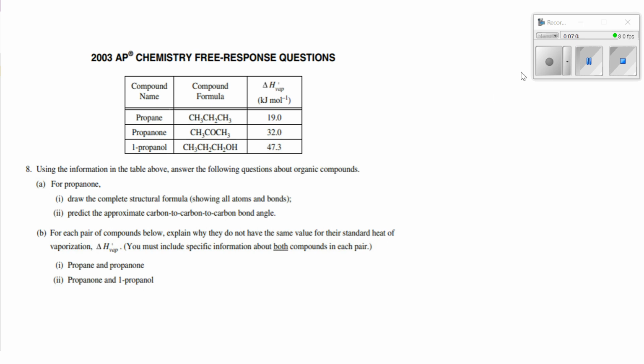All right, if we take a look at this first one for propanone, draw the complete structural formula. You would not be asked to do this on the exam this year, so maybe don't worry about this one. But it turns out this is what the structure would look like. And there are some different isomers that you could have come up with here. But this is the one that propanone does. You need one double bond in there to make this work.